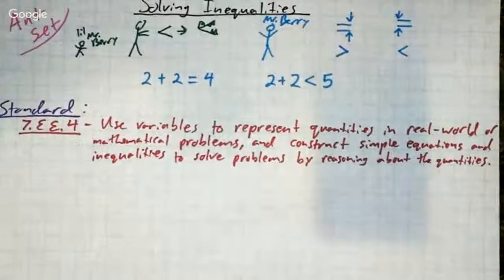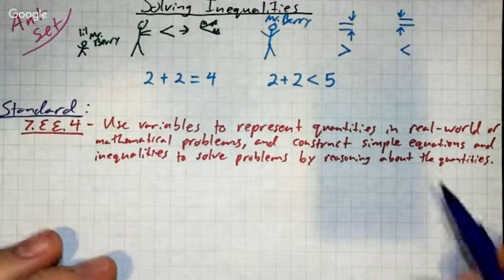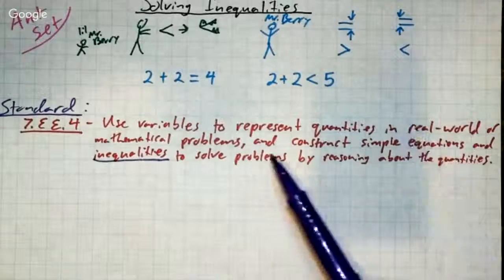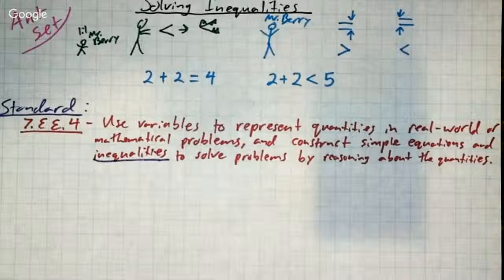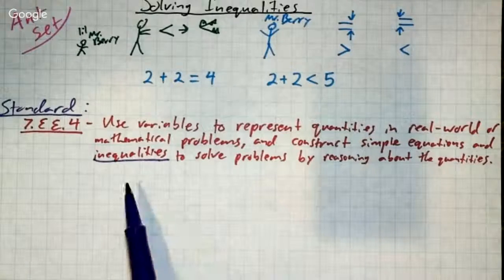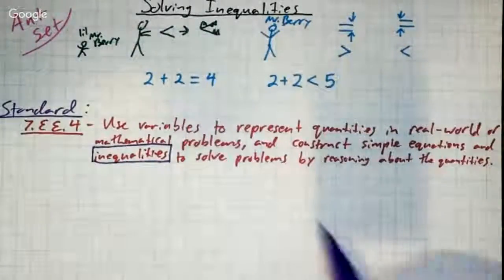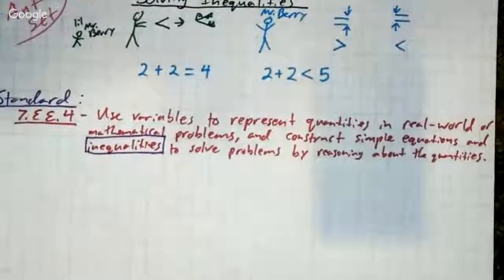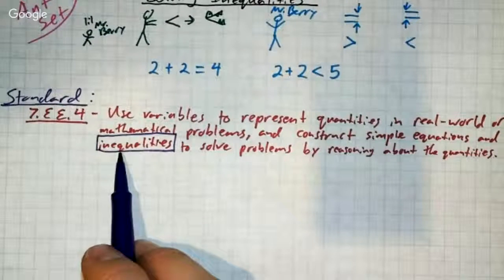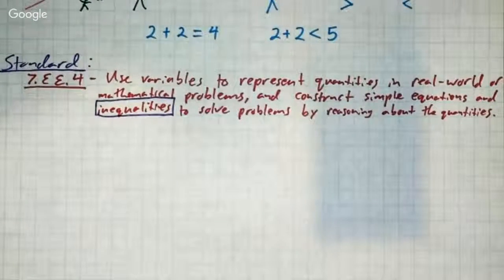Now we have used this standard before. We've seen it before in some of our work, but we are going to focus today on these inequalities. So we're going to represent quantities in real world or mathematical problems. That just means either a word problem or just asking you a question. And then we're going to construct simple equations and inequalities. Now we've done equations. We are going to focus on inequalities today. And that's why you see we can do these 3 lessons at a time, because it's the same thing with just a few changes. Instead of equations, we're doing inequalities. But we're doing the same thing. We're solving these problems. We know how to solve these problems. We just need to know how to do them with inequalities.